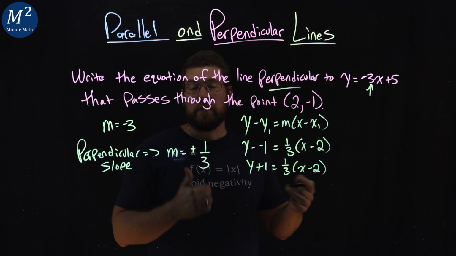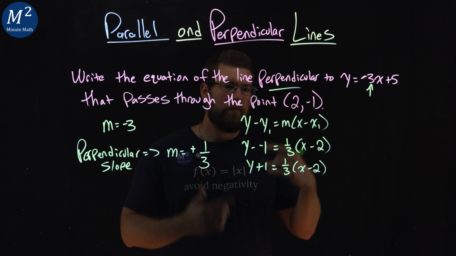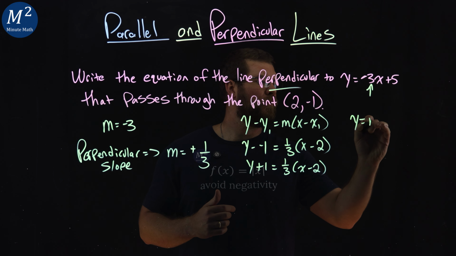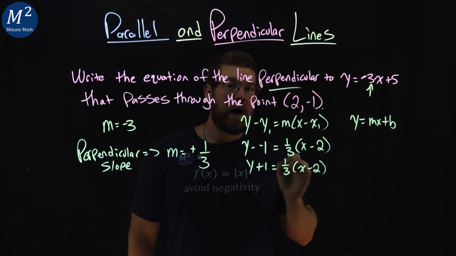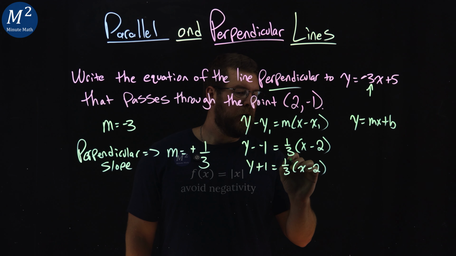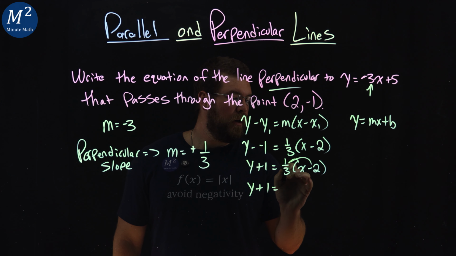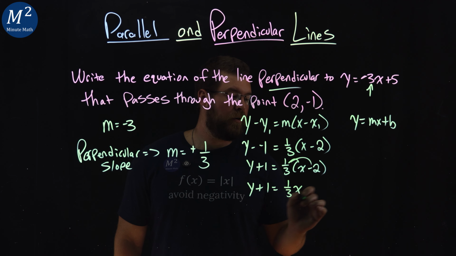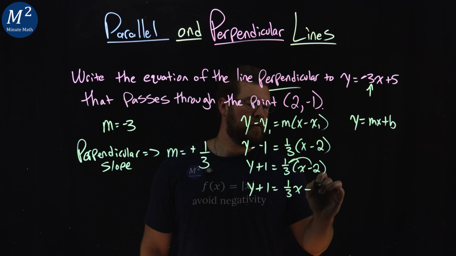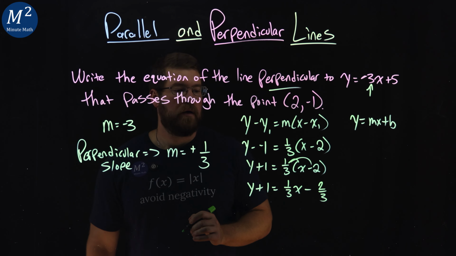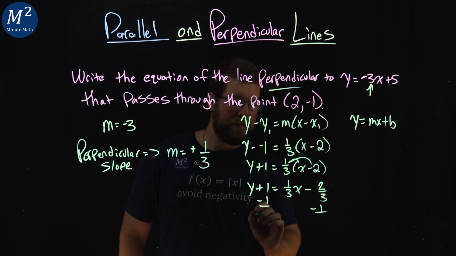Now we can write this also in slope-intercept form. So if your teacher's okay with point-slope form, this is good to go. But slope-intercept form, y equals mx plus b, we can aim for that. We're going to get y by itself. So first, I'm going to distribute that 1/3 across. So I have y plus 1 equals 1/3 times x is 1/3 x, minus 1/3 times a 2, for subtracting here, is 2/3. Now, I want to get the 1 over to the right, so I subtract 1 from both sides of the equation.